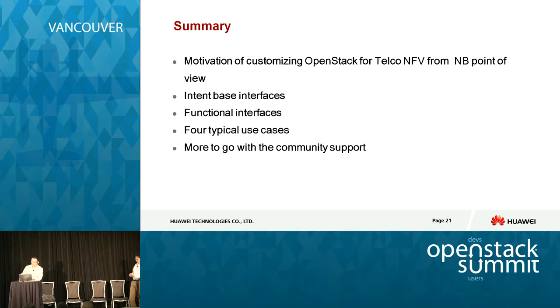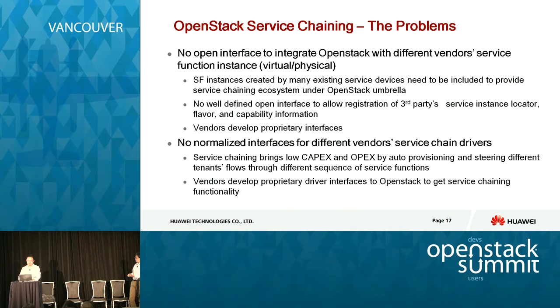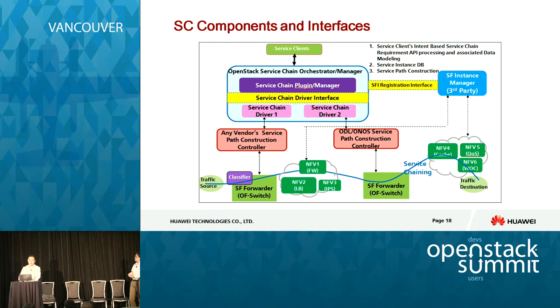Service chain controller, I'll go to this page. The service chain controller can be inside Neutron, maybe using Neutron itself as a service chain controller. And since we have a pluggable architecture, users can integrate a third-party SDN controller as a service chain controller. Maybe users can use OpenDaylight or ONOS or any other vendor-specific SDN controller. It's all supported, since the northbound API is the same and the service chain driver interface is abstracted.